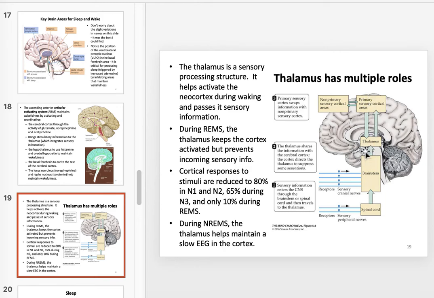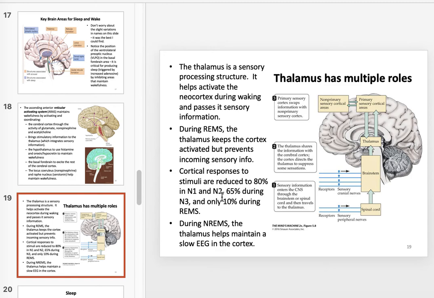Up or helps integrate coming down. So during REM sleep, the thalamus keeps that cortex activated, but it prevents sensory information from the world from waking us up. And in fact, what we see is as we progress through the stages of sleep, we get less and less responses to exterior sensations.